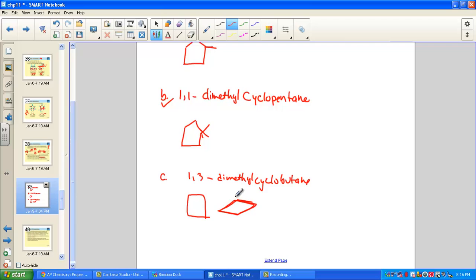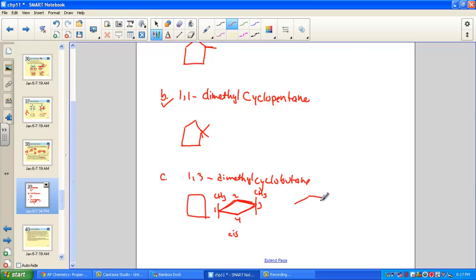1,3, so let's call this carbon 1, carbon 2, carbon 3, carbon 4. And now we have two methyl groups. But now see how they're on opposite ends of a cyclic structure? Could this possibly show cis-trans isomerism? And I say absolutely. Because if I look at this structure, I can place the methyl group up high on both sides and create a cis. I could have put both below, doesn't matter, but they have to be on the same side.